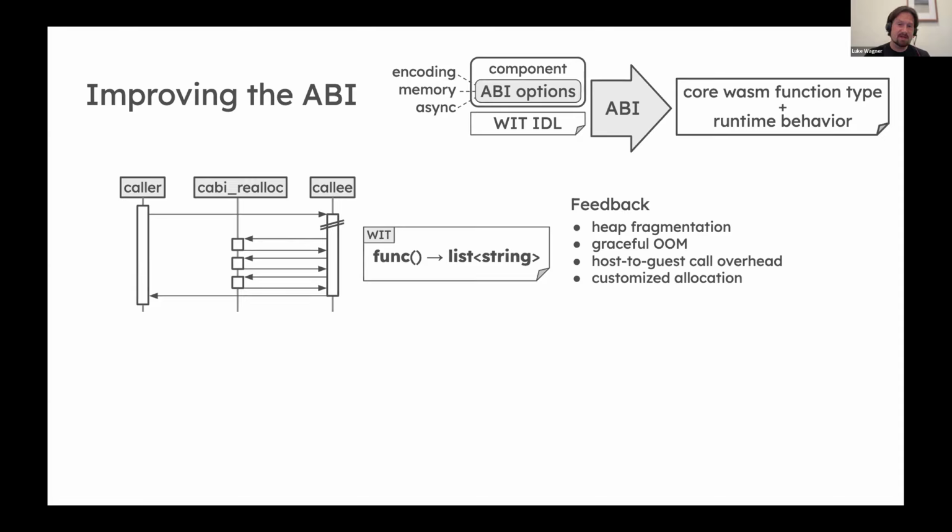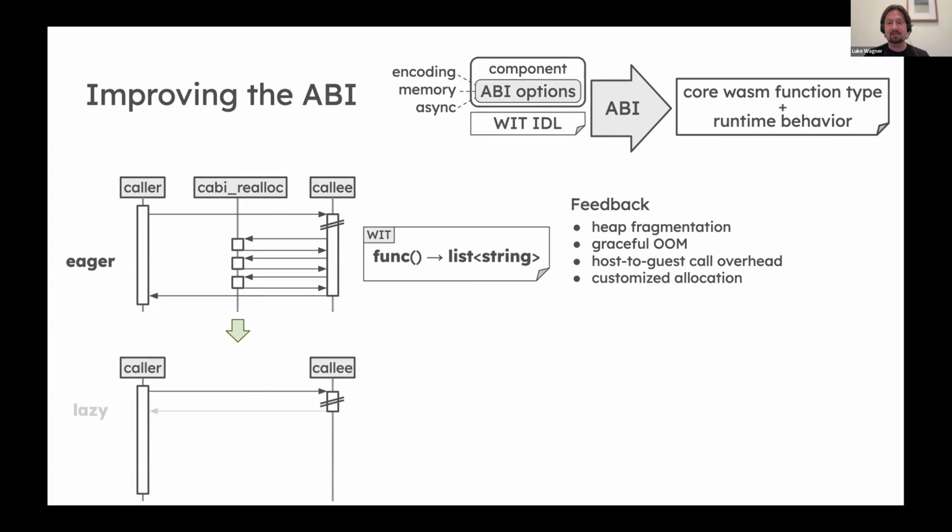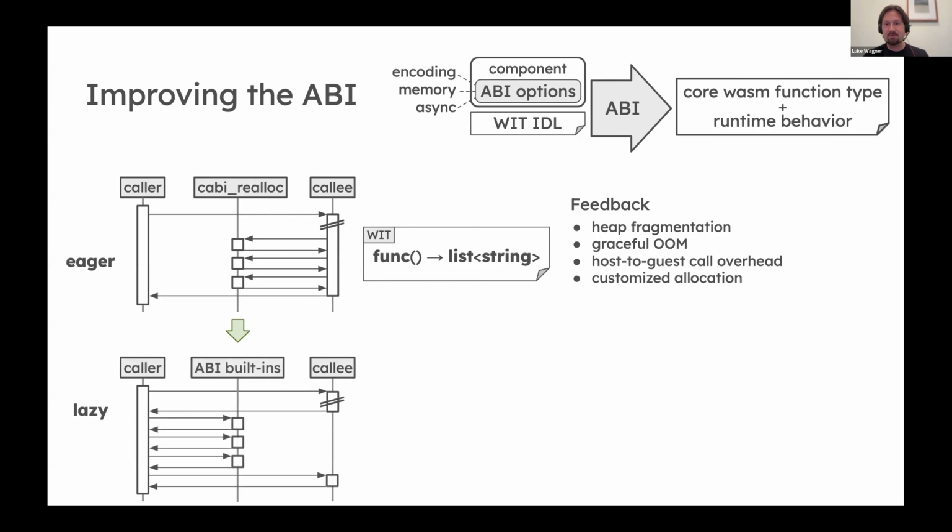So to address this feedback, the alternative approach we're considering inverts control flow, so that when the callee returns a value, instead of the host eagerly calling cabi_realloc and copying each value, the host instead returns lazy values as i32 handles. And then when the caller is ready to copy the value, it calls a special built-in function, passing the destination address as a parameter.